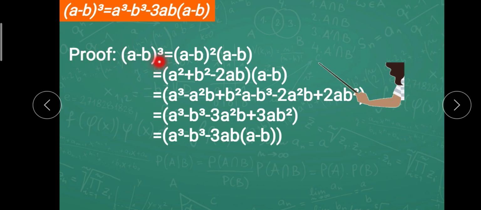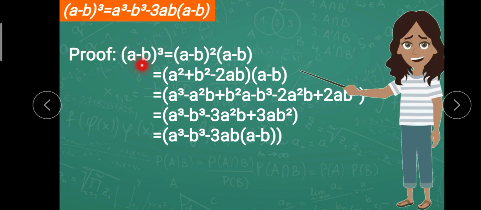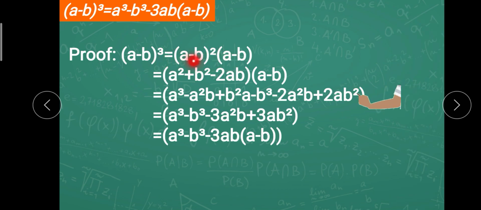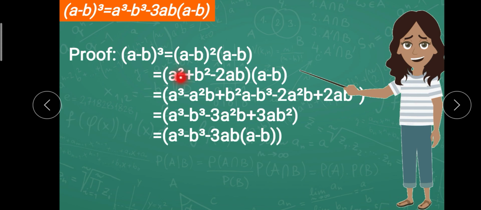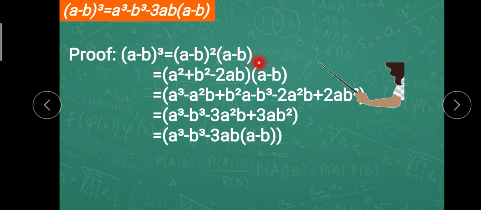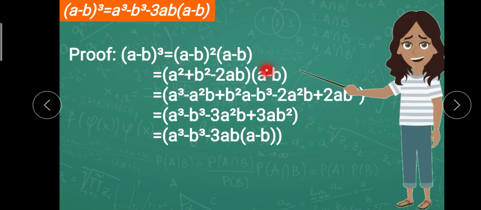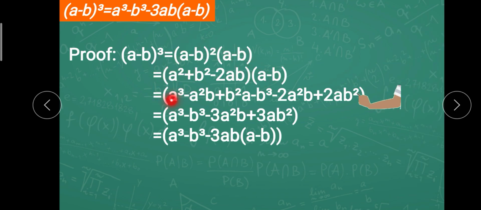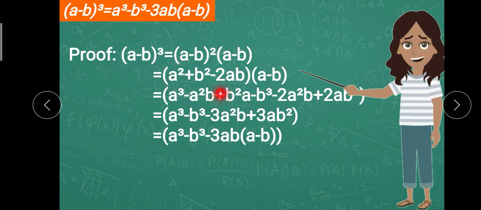So now let us see the proof. The proof is similar to the previous one. So (a − b)³ is written as (a − b)² times (a − b). So now (a − b)² is a² + b² − 2ab, and we have (a − b). Now multiply a² with (a − b), then b² with (a − b), then −2ab with (a − b). So when we multiply a² with a, we get a³. a² with −b, we get −a²b.